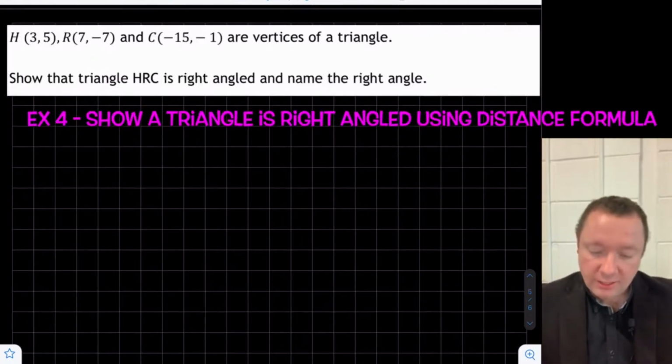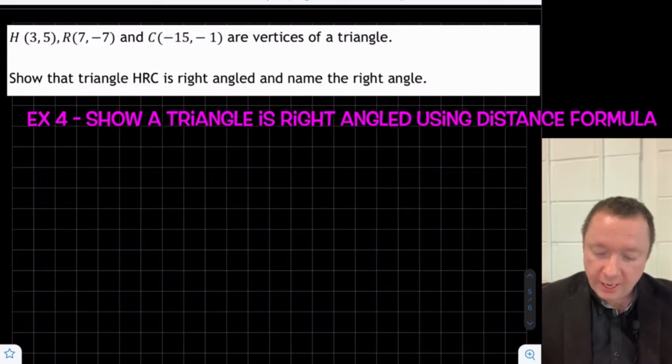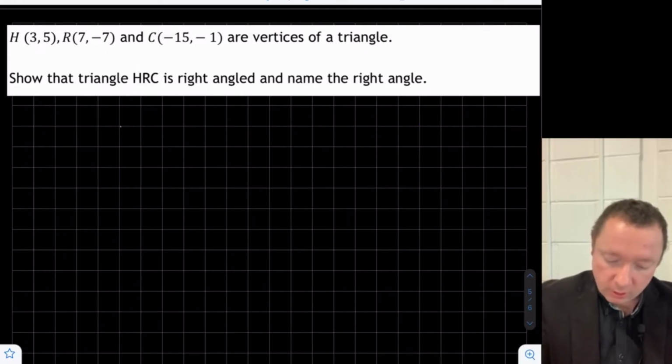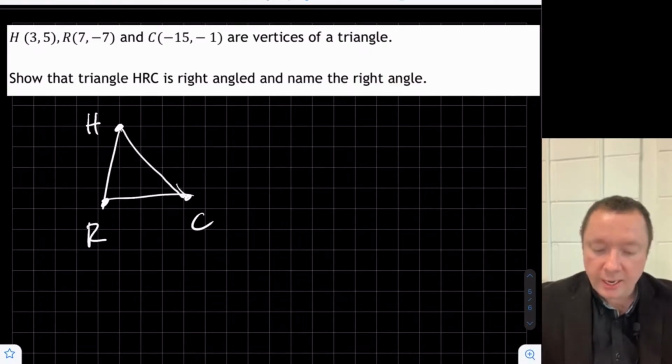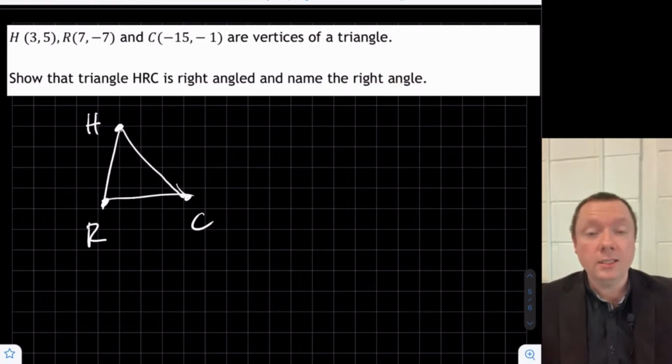H, R, and C are vertices of a triangle. Show that it is right angled and name the right angle. So again, I'm going to draw a non-accurate sketch, but we've got H, R, and say C. We want to show that one of these angles is a right angle. So let's get started with our distances.